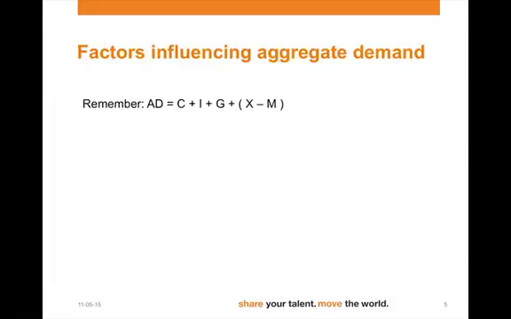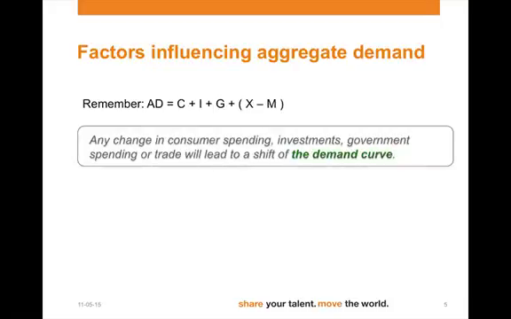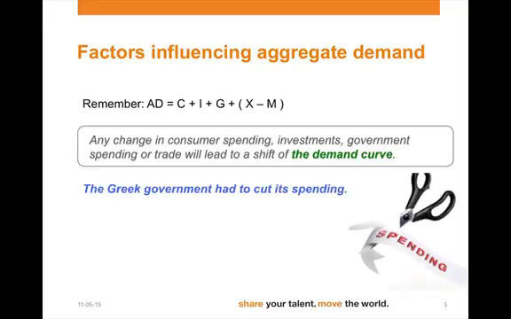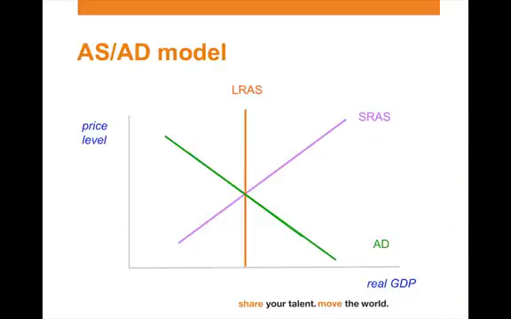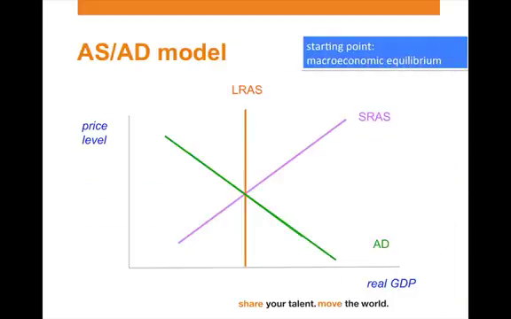Now let's have a look at aggregate demand. Remember, this is C plus I plus G plus X minus M. So as soon as consumer spending, investments, government spending or trade changes, the demand curve will shift. As the Greek government was forced to cut its spending, it means that the aggregate demand curve will shift to the left. Let's have a look in our model.